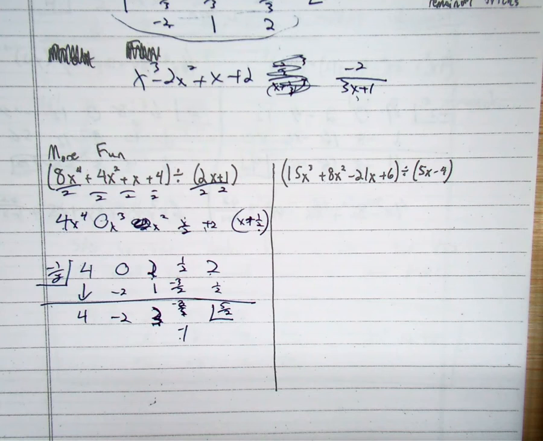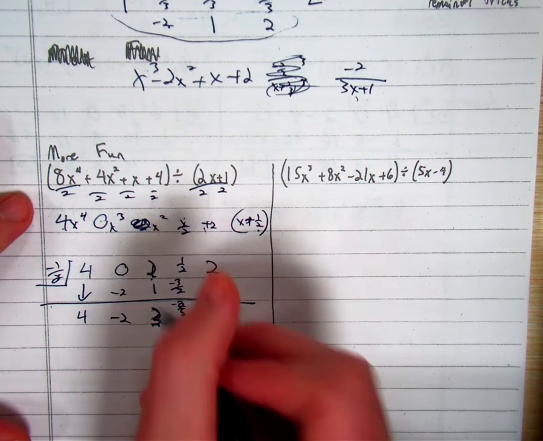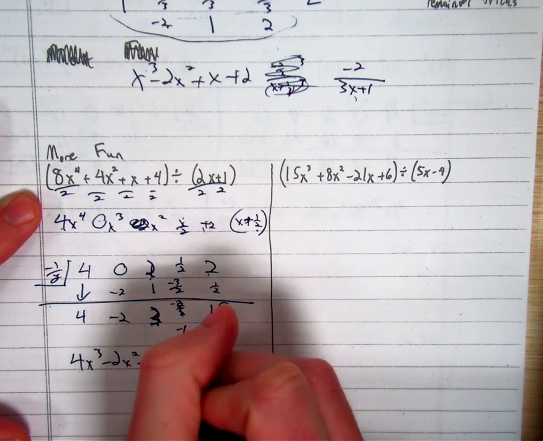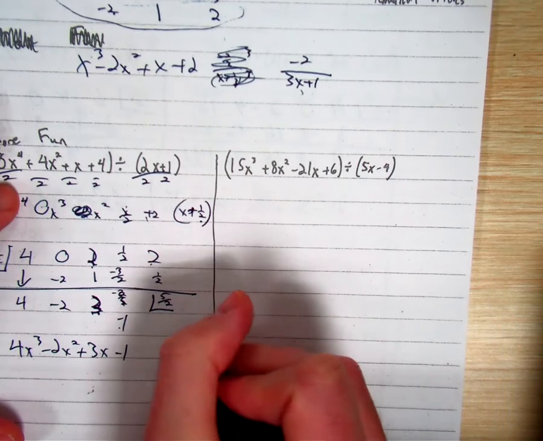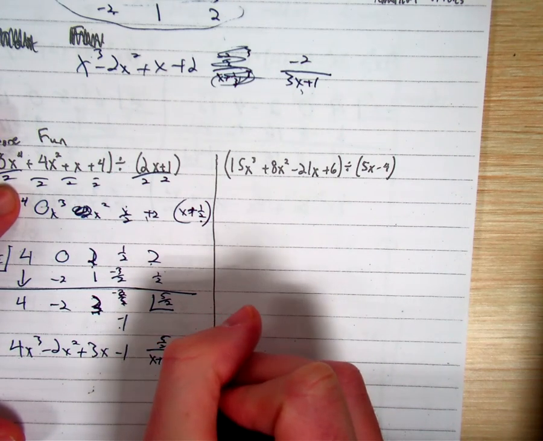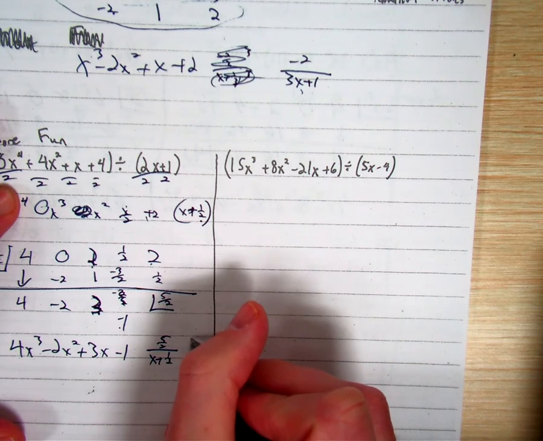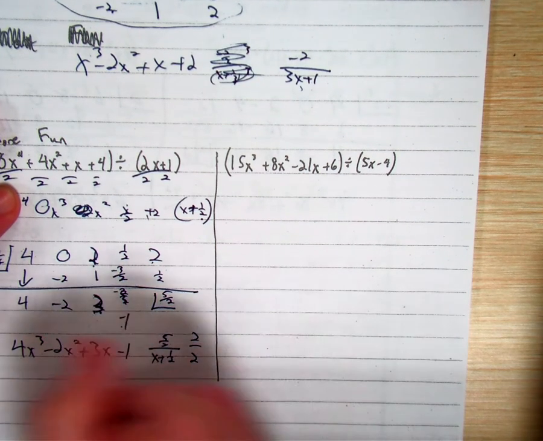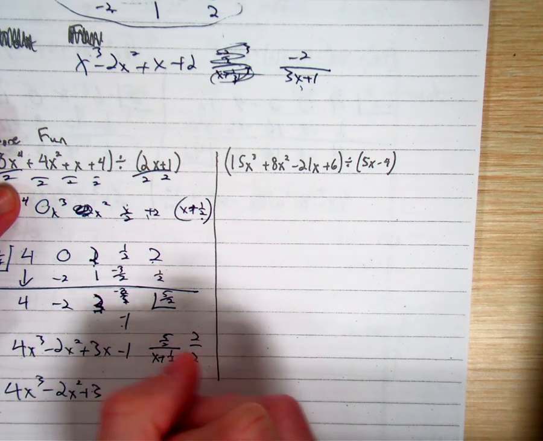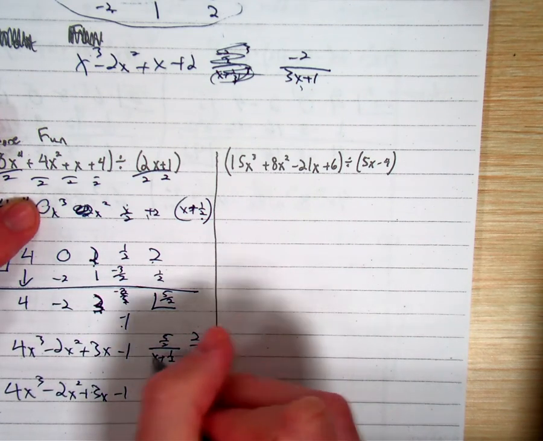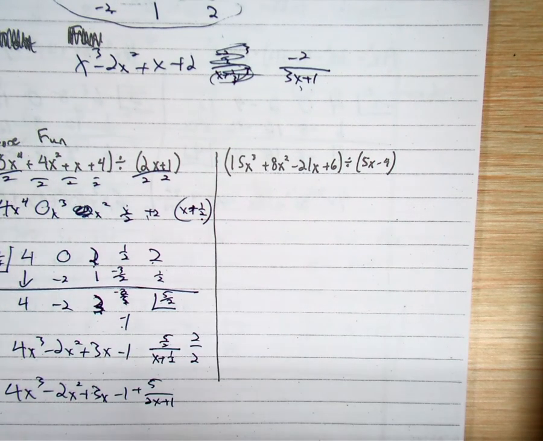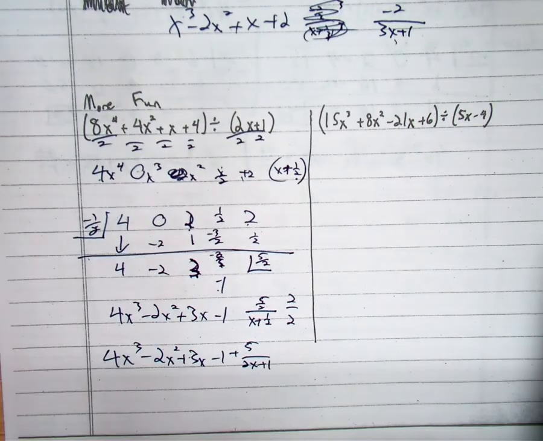So we have 4x to the third minus 2x squared plus 3x minus 1 with a remainder of 5 halves over x plus a half. We're going to get rid of those fractions by multiplying top and bottom by 2. Now that gives us 5 over 2x plus 1.